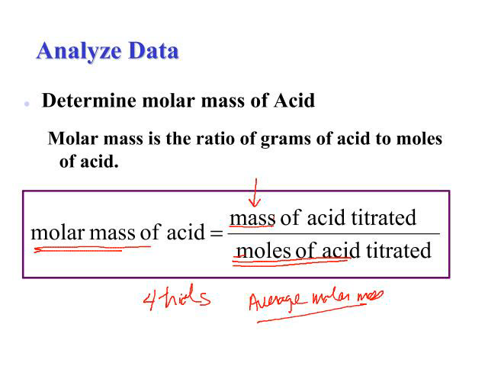You will be graded on how close you are to the true value, so you will be graded on your accuracy. You need to be within 5% of the actual molar mass in order to get an A.